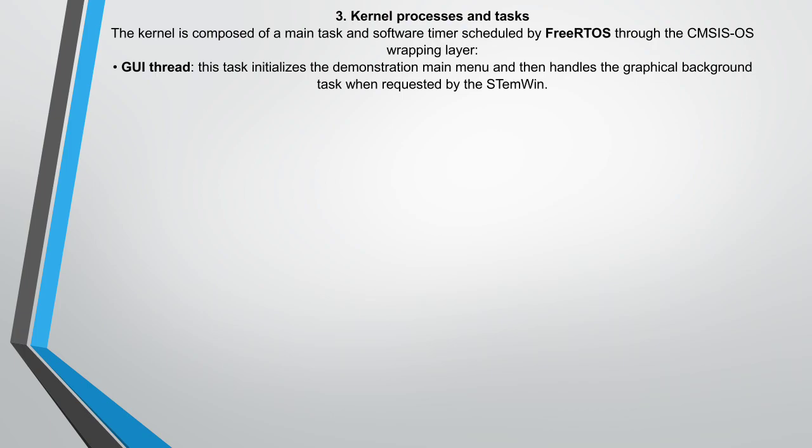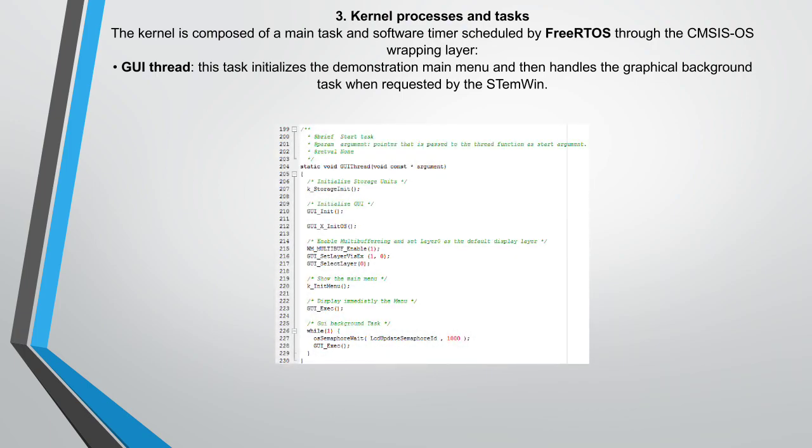Let's move on to the kernel processes and tasks. The kernel is composed of the main task and a software timer scheduled by FreeRTOS through the CMSIS-OS wrapping layer. In the graphical user interface thread, this task initializes the demonstration main menu and then handles the graphical background task when requested by STemWin. You can have a look at this program.